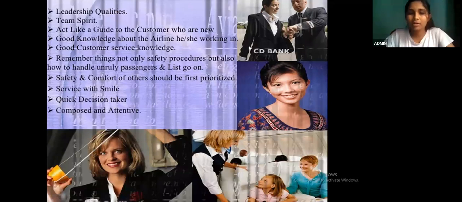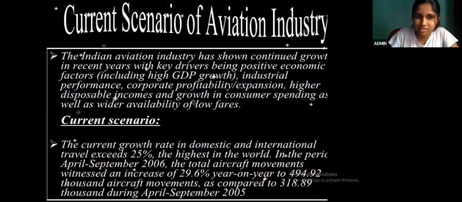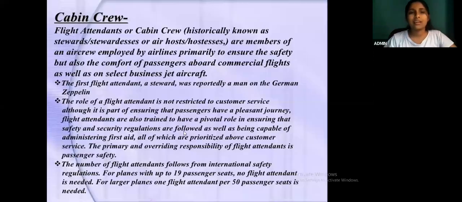And I want to tell you about the current scenario of the aviation industry. The aviation industry has shown continued growth in recent years, with key drivers being positive economic factors. In the current scenario, the growth rate in domestic and international travel exceeds about 25%. Flight attendants or cabin crew, known as air hostesses, which is my topic, are members of an air crew employed by airlines primarily to ensure the safety, but also the comfort, of passengers aboard commercial flights, as well as on select business jet aircraft.